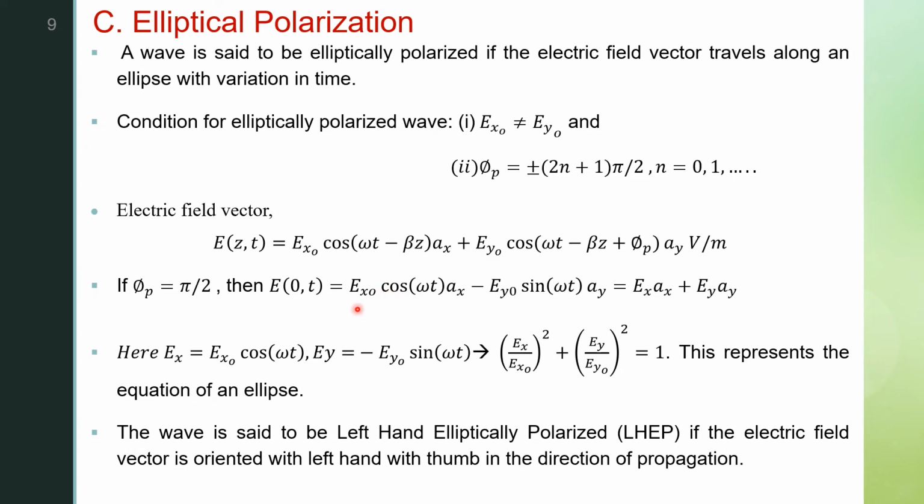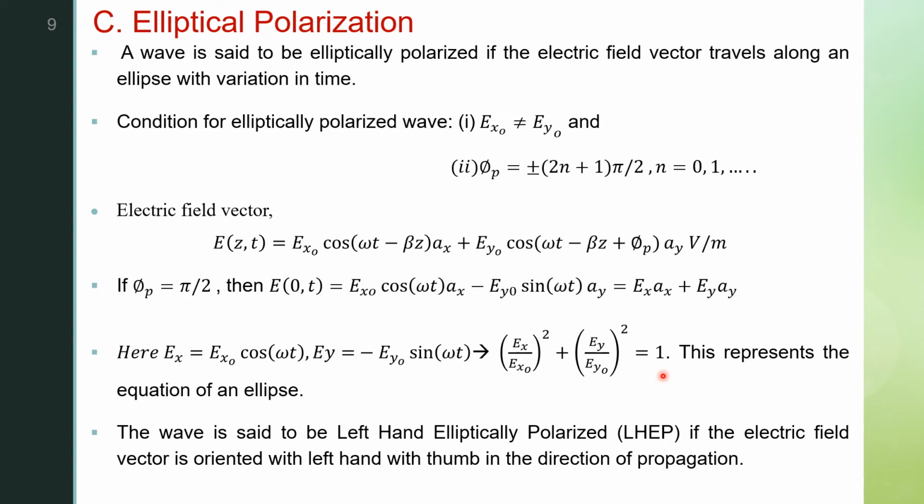So here let's say Ex0 cos omega t as Ex and Ey0 sin omega t as Ey. So this electric field vector we can also write as Ex ax plus Ey ay, where Ex is Ex0 cos omega t and Ey is equal to minus Ey0 sin omega t. So when you rearrange this expression and compute, you can find (Ex by Ex0) whole square plus (Ey by Ey0) whole square is equal to 1. And this expression represents the equation of an ellipse.